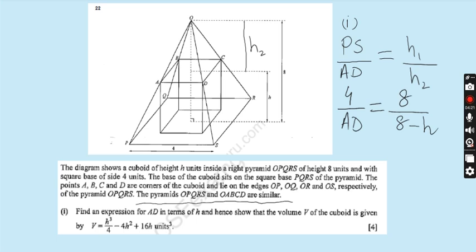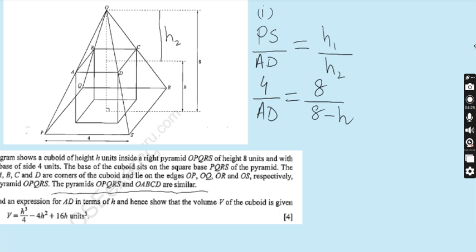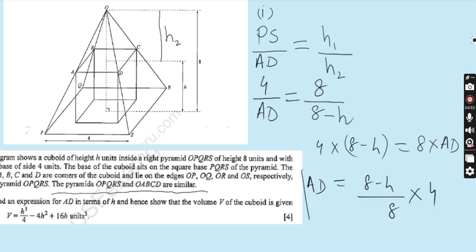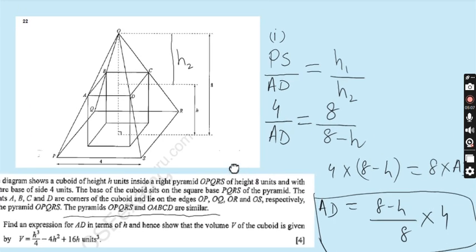Now for the final answer of AD, which is the requirement of the question, cross multiply: 4 multiplied by (8 minus h) is equal to 8 multiplied by AD, or AD is equal to (8 minus h) upon 8 into 4. This is the final answer of AD. The requirement has been fulfilled. What was the requirement? Find an expression for AD in terms of h. So using the concept of similar shapes, we were able to find the length of AD.